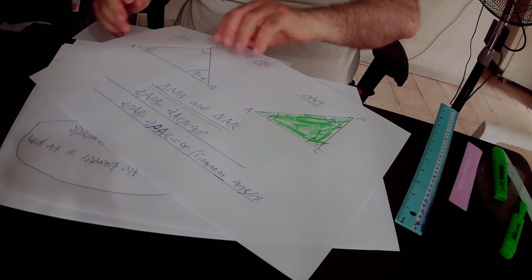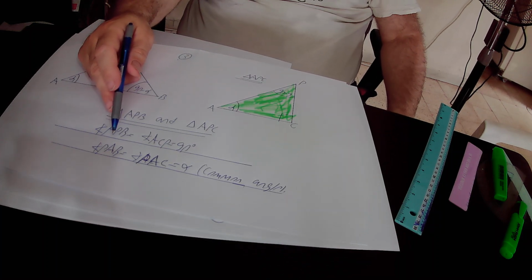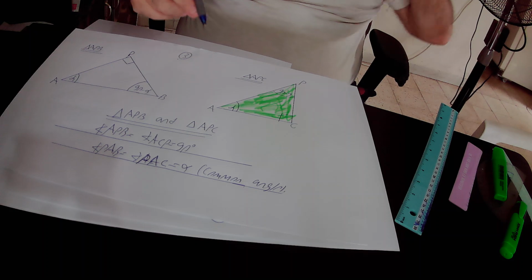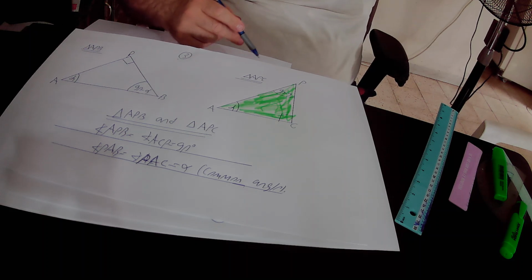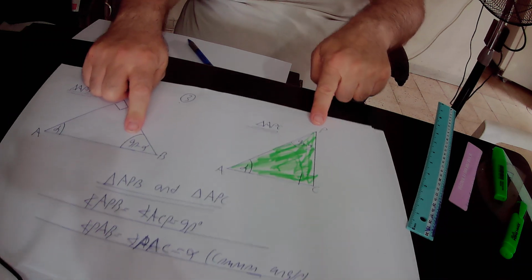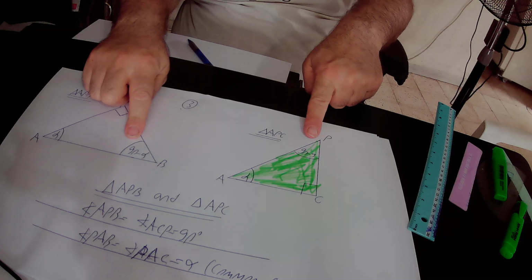Because again, this equation means that angle alpha equals itself. We just call angle alpha two different names. So angle alpha equals itself. It's a common angle that belongs to both triangles. And finally, those two angles are both equal to 90 degrees minus alpha, therefore they are equal to each other.